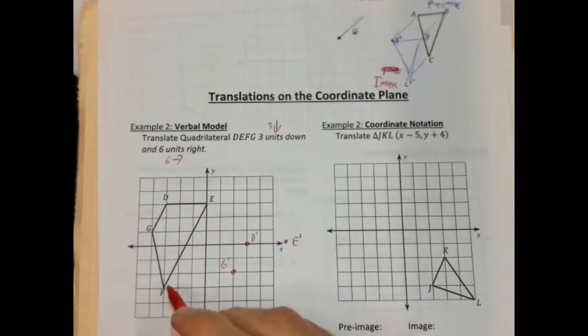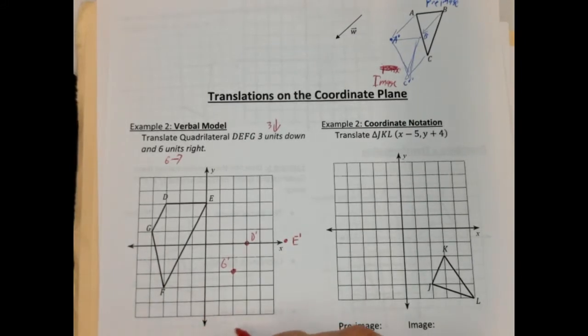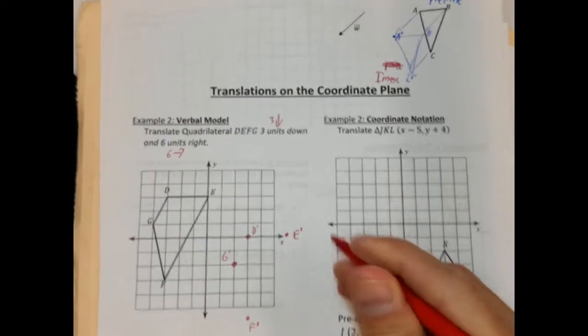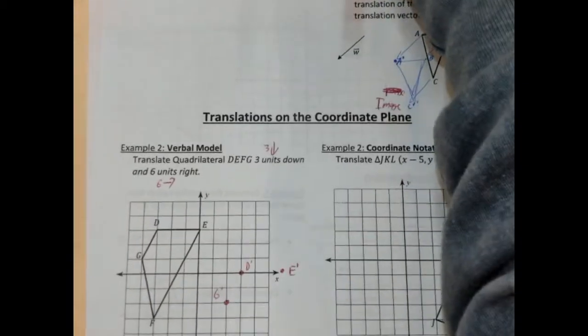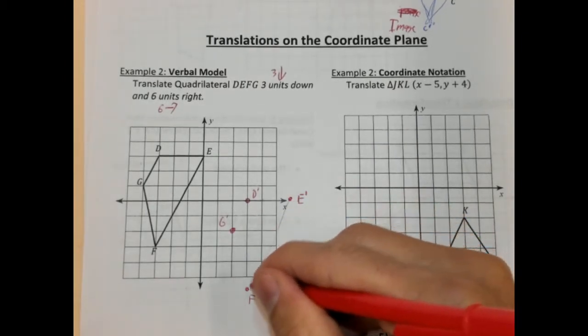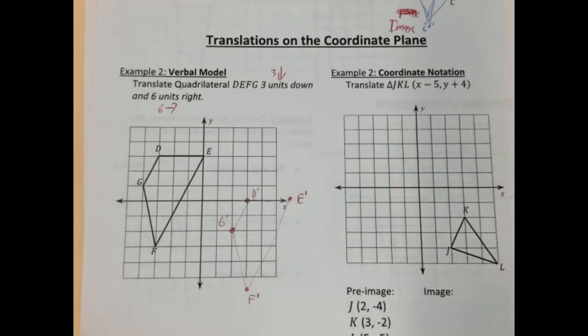And then our F, again, this is going to go off the grid too. 1, 2, 3, 1, 2, 3, 4, 5, 6, and that is our F prime. Zoom in a little more here. There we go. Okay, and if we connect these, the resulting quadrilateral should be congruent to the preimage.